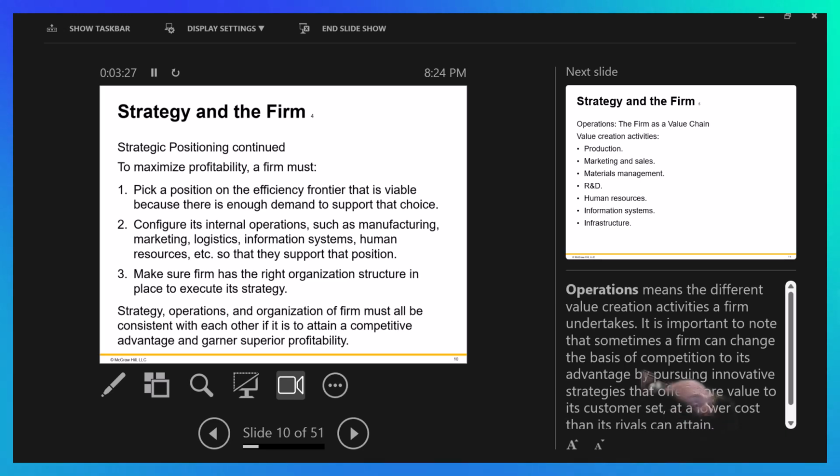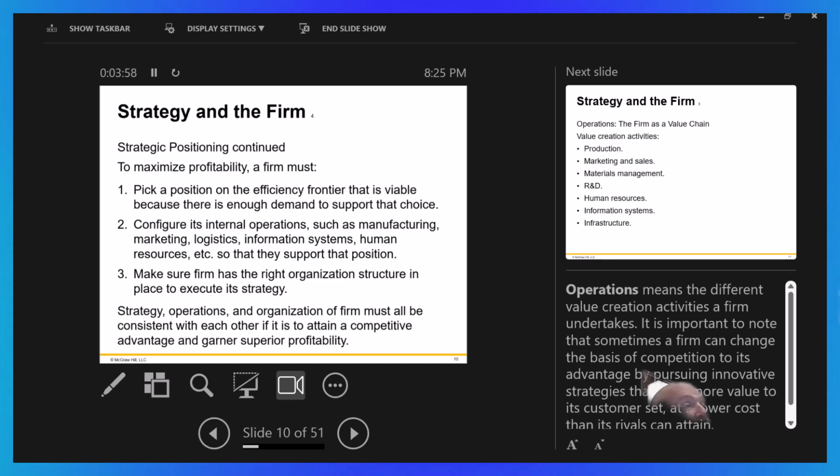Strategy and the firm. Strategic positioning continued here. So to maximize profitability, a firm must, one, pick a position on the efficiency frontier that is viable because there is enough demand to support that choice. Two, configure its internal operations, such as manufacturing, marketing, logistics, information systems, human resource, etc., so that they support that position. Three, make sure firm has the right organization structure in place to execute the strategy.